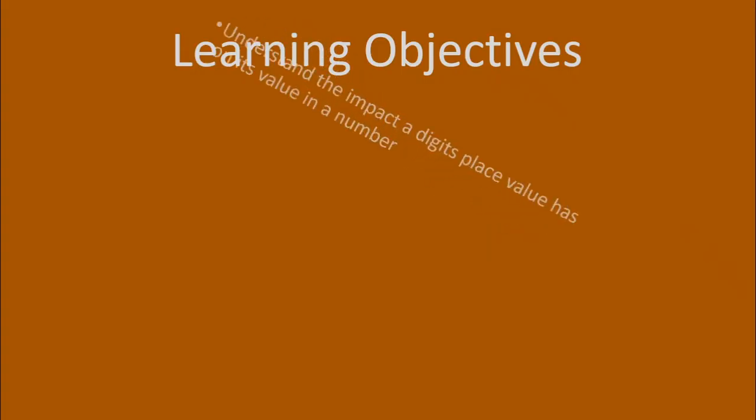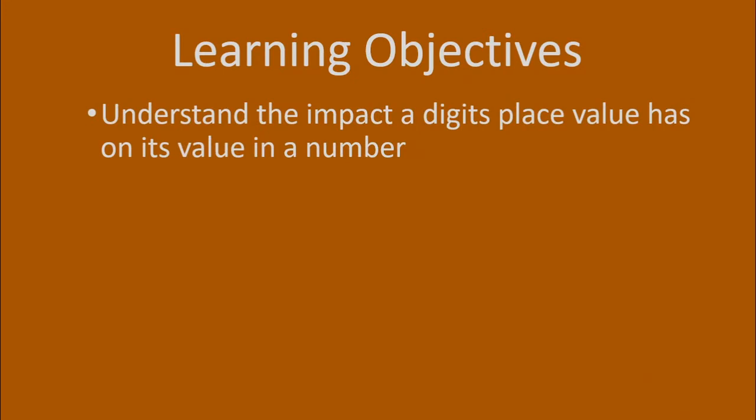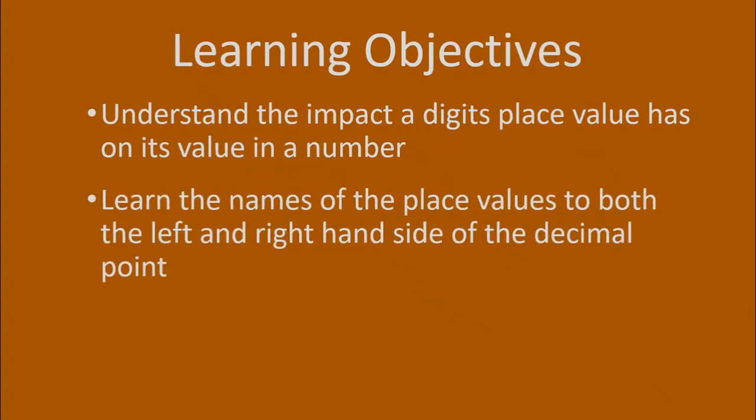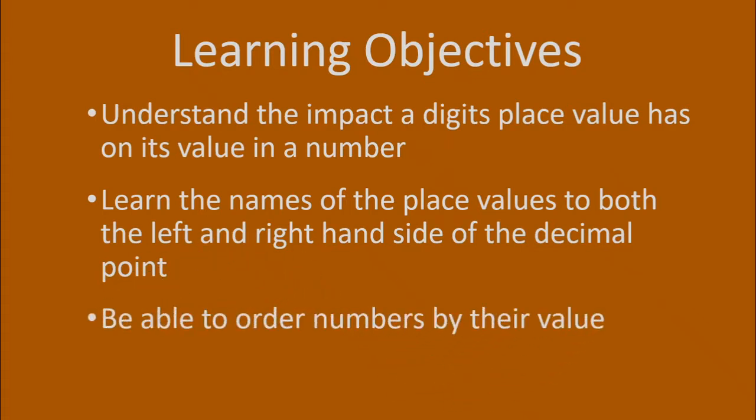First of all, what we're going to be learning in this lesson is to understand the impact of place value on the value of any digit in that place. We are also going to have a look at the names of different place values, both to the left-hand side and the right-hand side of the decimal point. And finally, we're going to be able to order our numbers by their value, from biggest to smallest or from smallest to biggest.